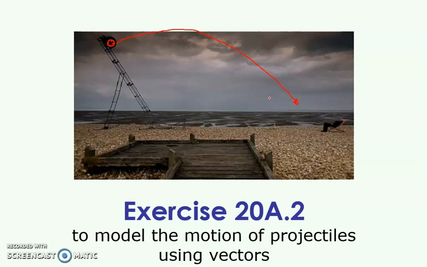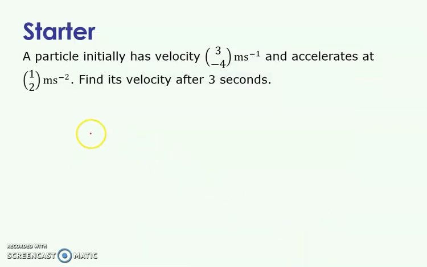To model the motion of projectiles today, we're going to try to use vectors. So just bear that in mind. We're trying to use vectors. And with that in mind, let's remind ourselves of using SUVAT with vectors from the past.